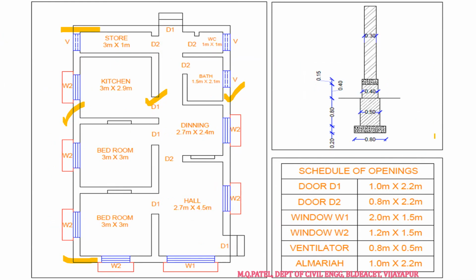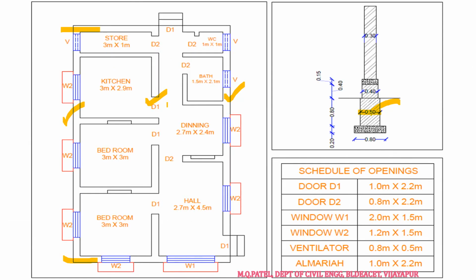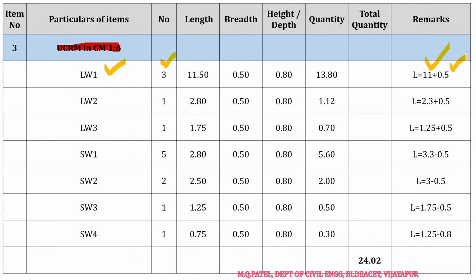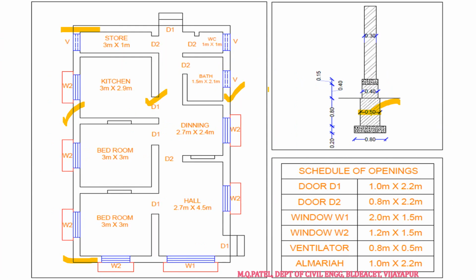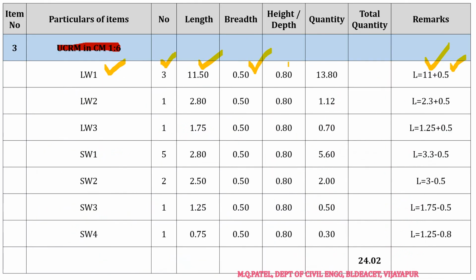So now what are we calculating? We are calculating uncoursed rubble masonry. Width of the item is 0.5. Here 0.5 by 2 on top and 0.5 by 2 on the bottom, so therefore it is 0.5 itself. So 11 plus 0.5, you'll be getting length as 11.5. Next comes breadth and depth. Breadth is 0.5, depth is 0.8 meters. If you multiply, you'll get the answer.